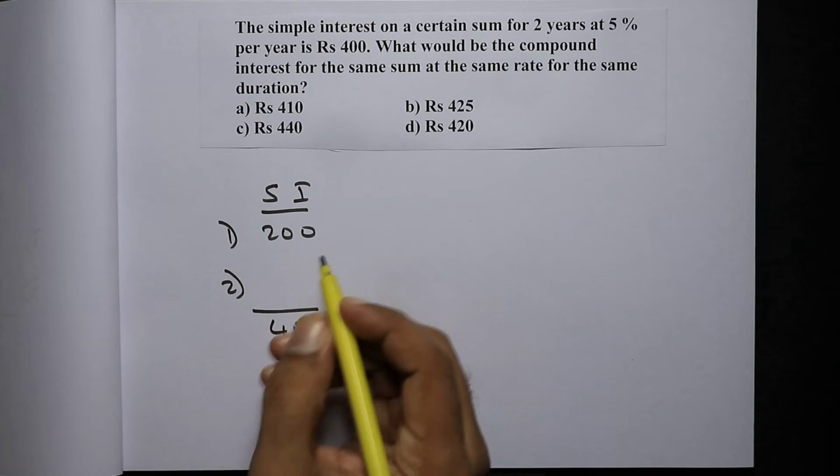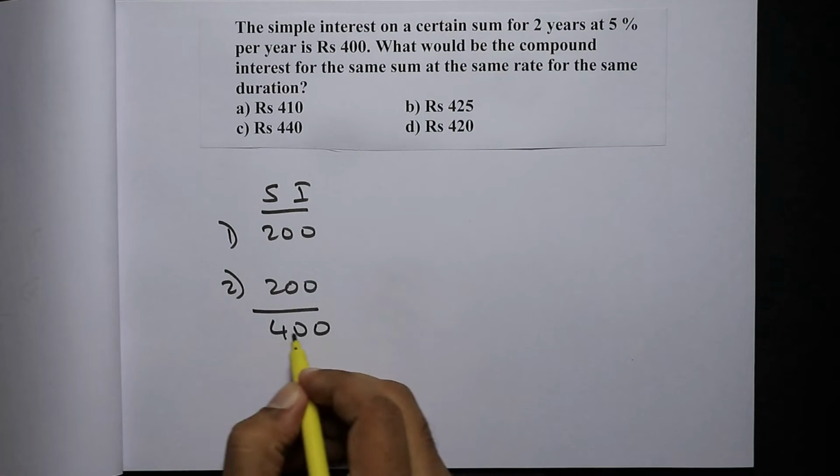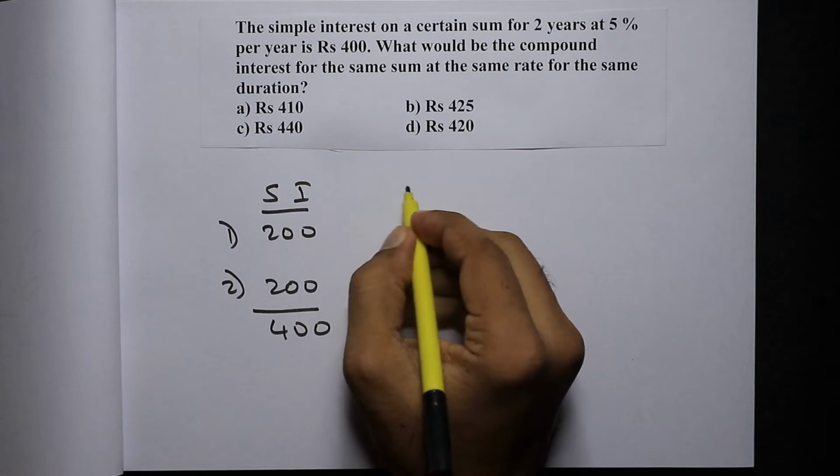So first year it has to be 200, second year it has to be 200, it will add up to 400. Now let us calculate the compound interest.